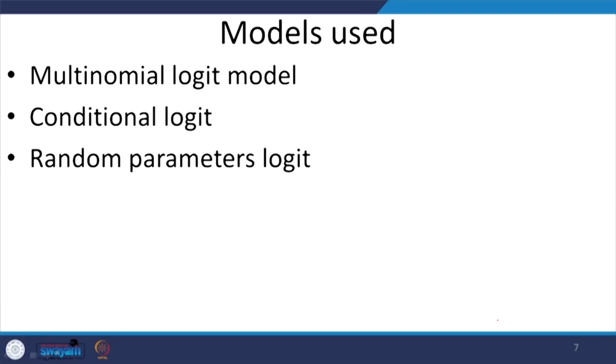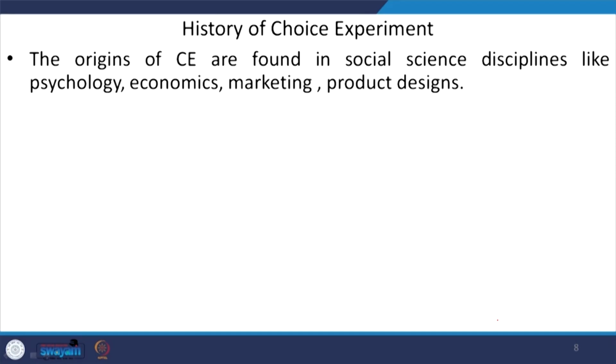So far as the models are concerned, what kind of models can we use for doing this choice experiment? We can use certain econometric models like multinomial logit or conditional logit and random parameters logit. These are the popular applications of these models in choice experiment or choice data.